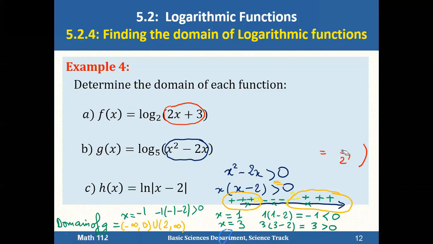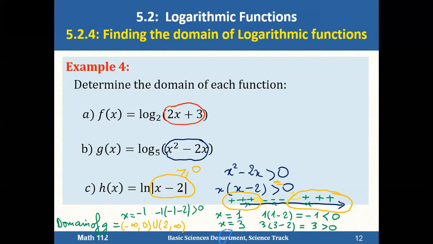Now the domain of H. في H, what do we have? عندنا absolute value, log of an absolute value. شو نعرف على absolute value احنا؟ إن أي شيء يطلع موجب، موجب أو أكبر من يساوي 0.